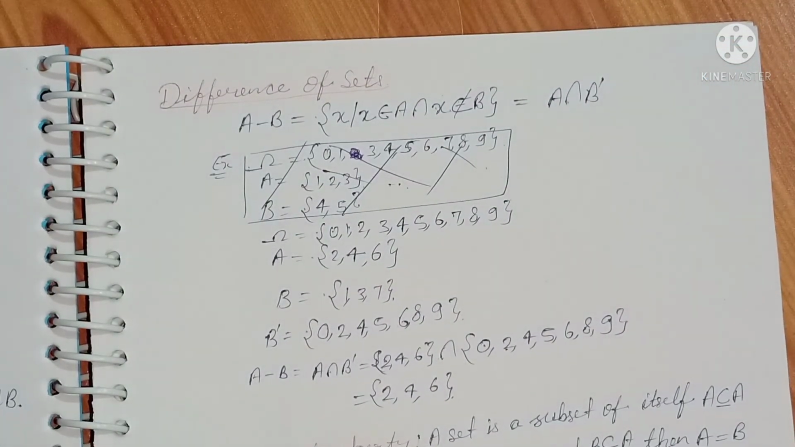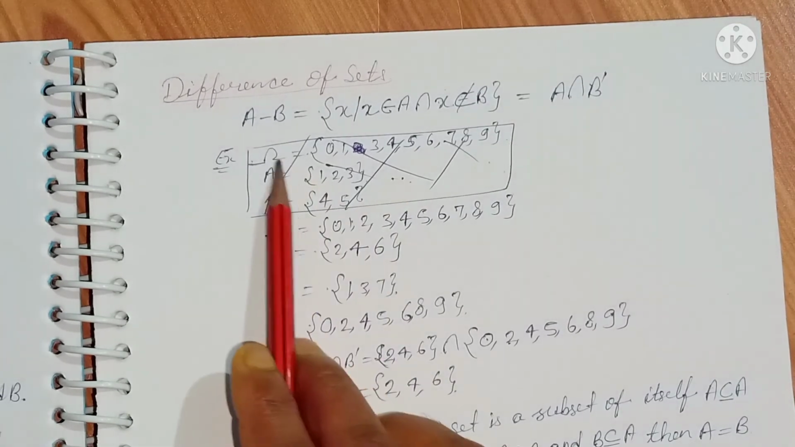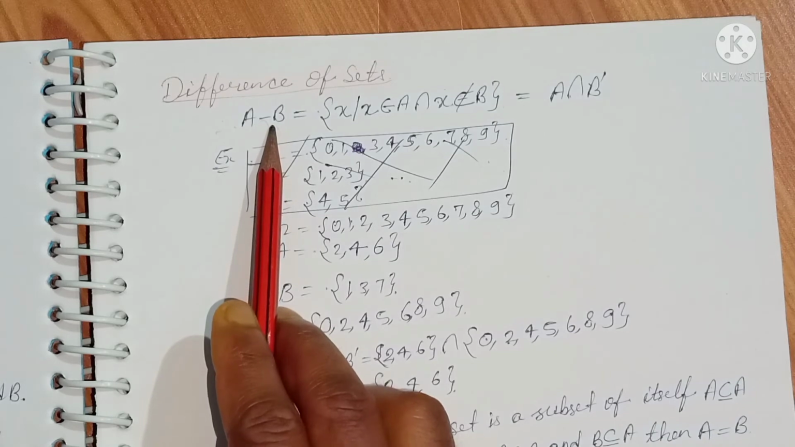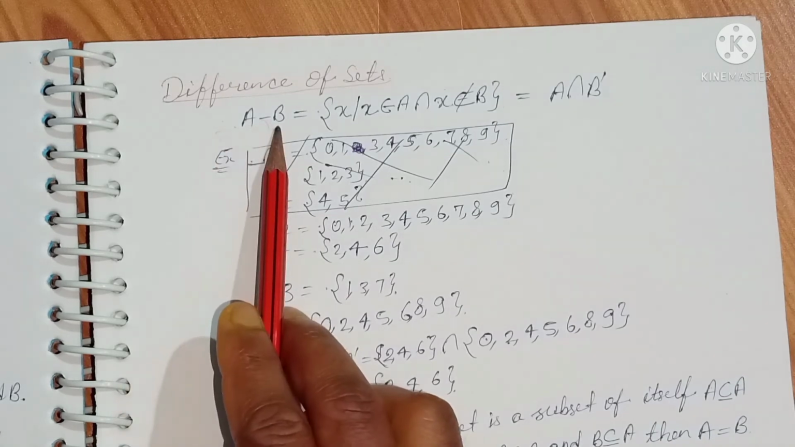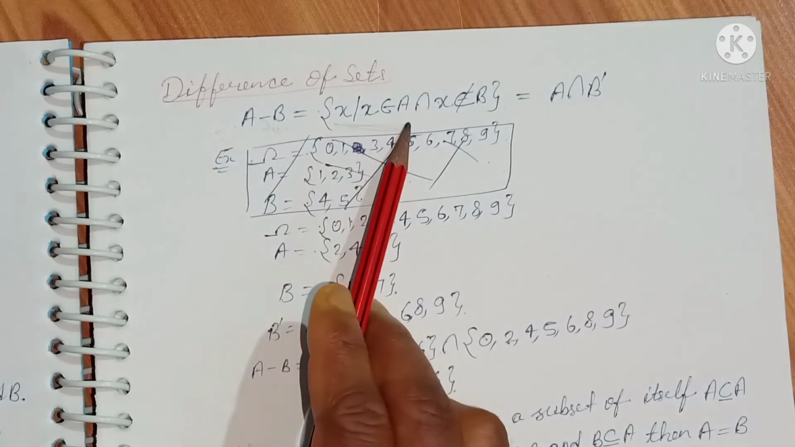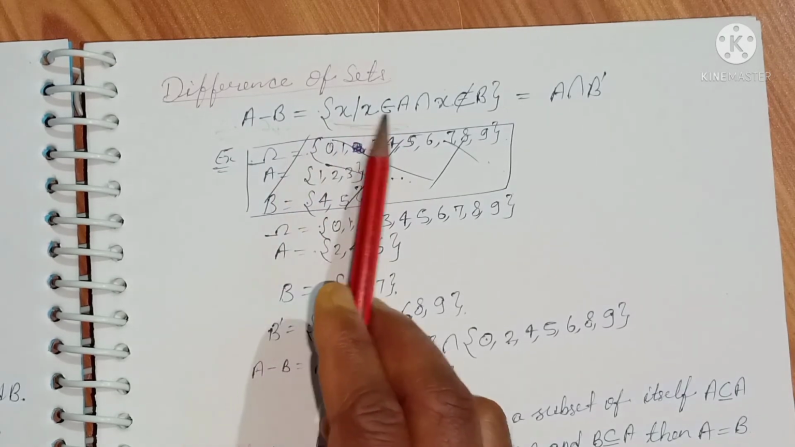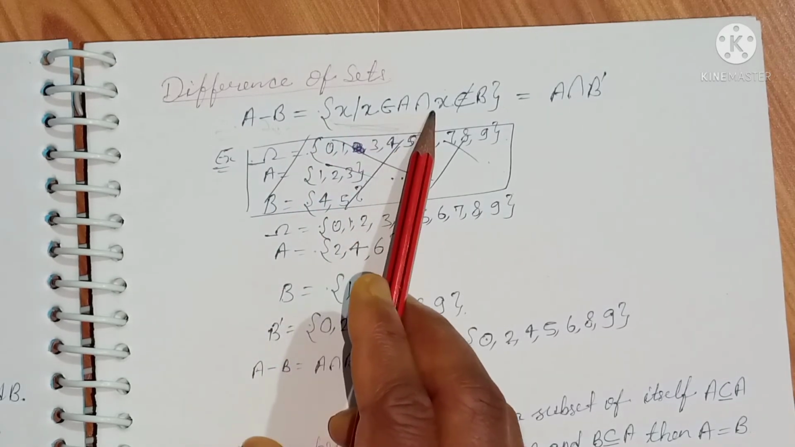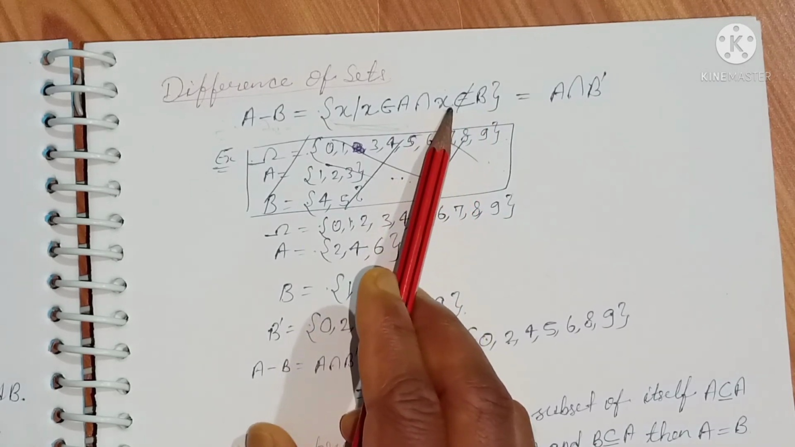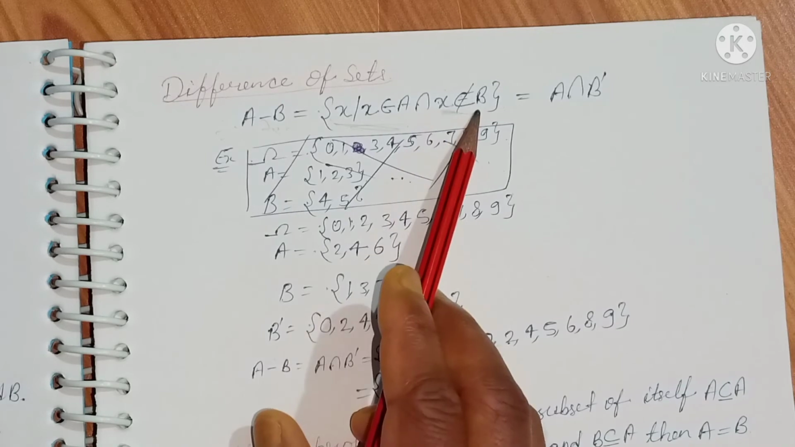And here you have the difference of sets. If A and B are two sets, and you are finding the difference, then by using the symbol, A minus B equals the set of x such that x belongs to A and x does not belong to B.